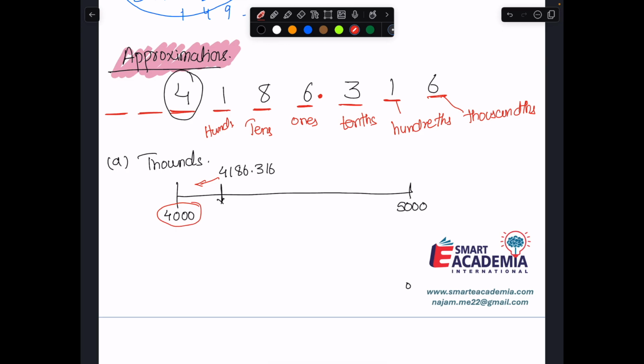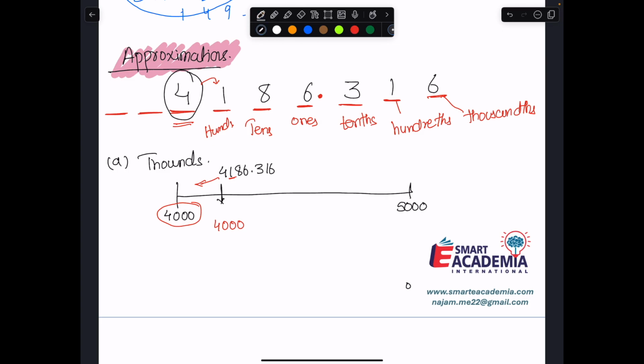But what is the rule in this case is that whatever digit you want to round it to, you just look at the next digit. And if it is 5 or greater, you add 1 to the previous digit. If it is less than 5, then you keep this digit. So in this case, we know 1 is less than 5, so we'll only round it to 4,000.